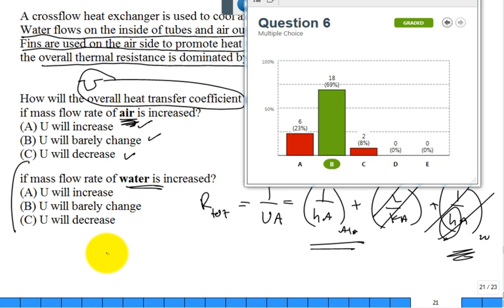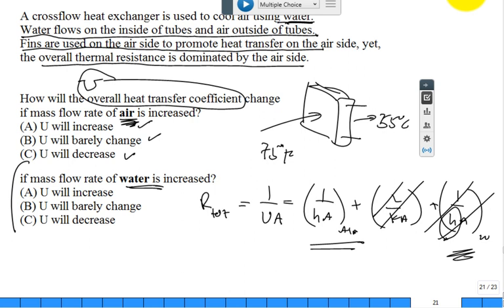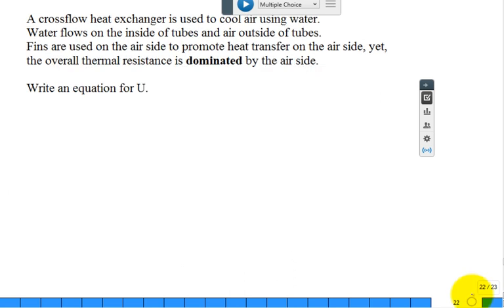And believe me, when people are out there in practice, somebody will say, okay, let's turn up the flow of water to improve it. And it's not going to have the big effect.